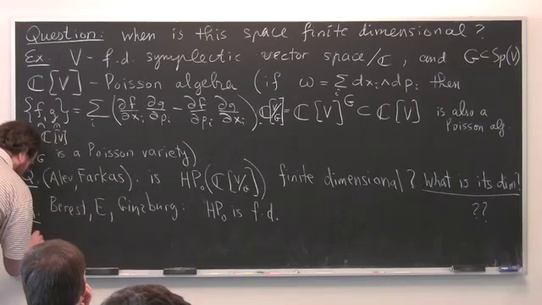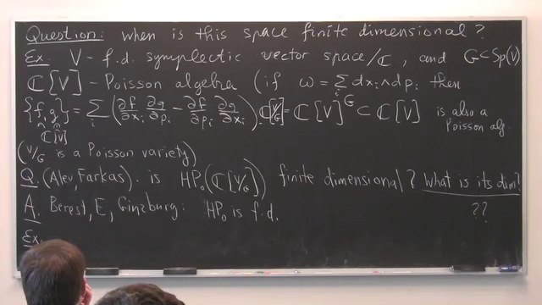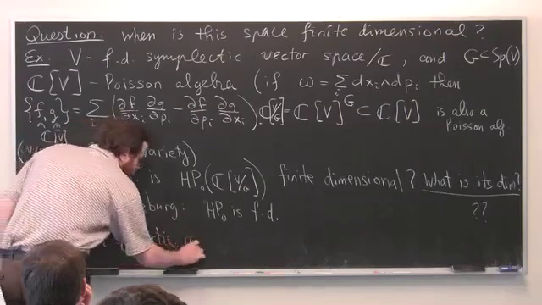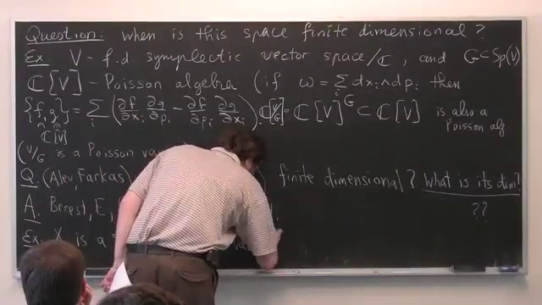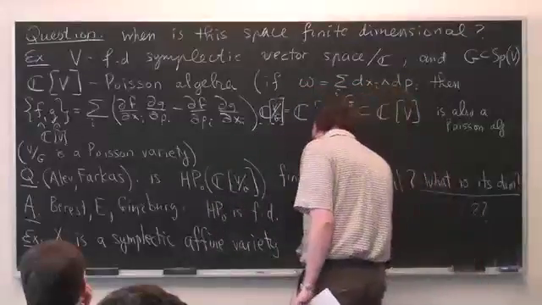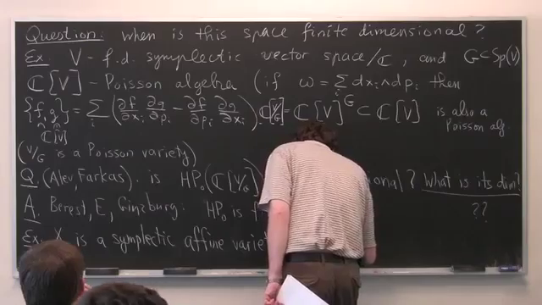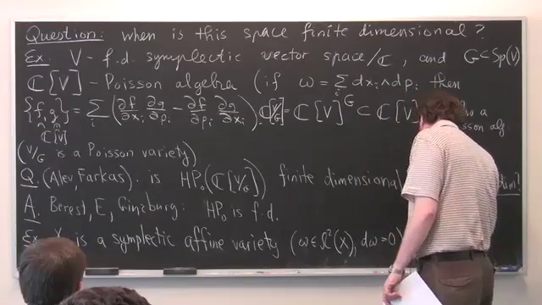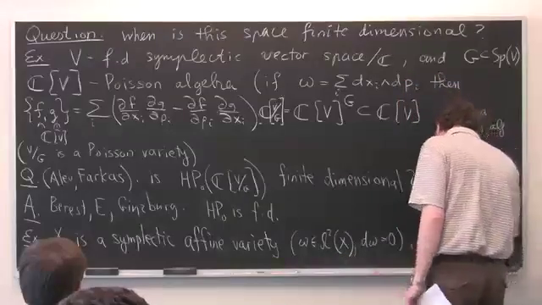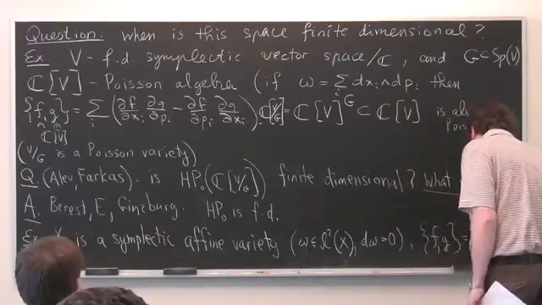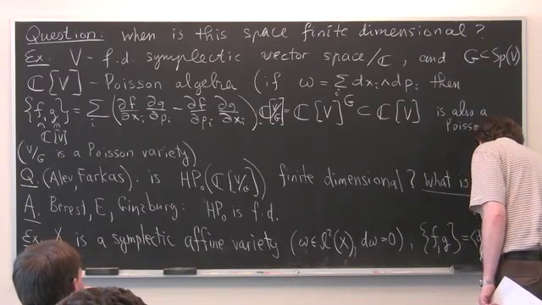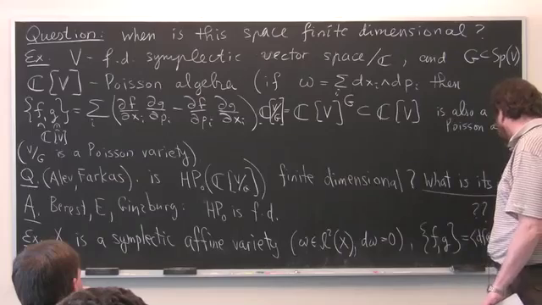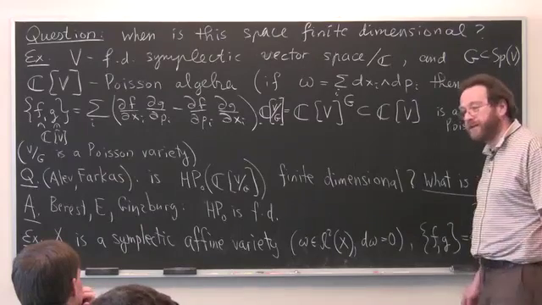Maybe I should give you another example to show that this finite dimensionality is not so trivial. So let's say X is a symplectic affine variety. This means it's a smooth affine variety, and we have a closed non-degenerate 2-form. Its differential is 0. Then this is a Poisson variety with the bracket given by a very simple formula. We take df tensored with dg, and we evaluate it on the inverse of omega, which is a section of the tensor square of the tangent bundle.